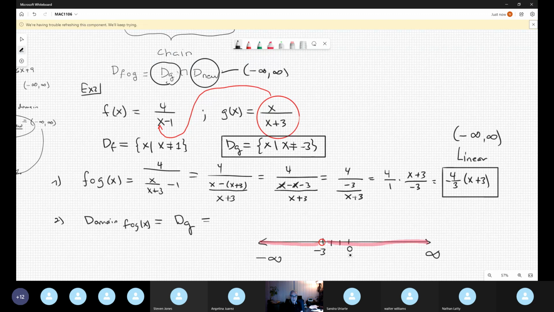This piece is from negative infinity, comma, -3 parentheses, union from -3, comma, infinity. This is my domain for the composition. By the way, it's the same as the domain of G, because the domain of the new expression is all real numbers.